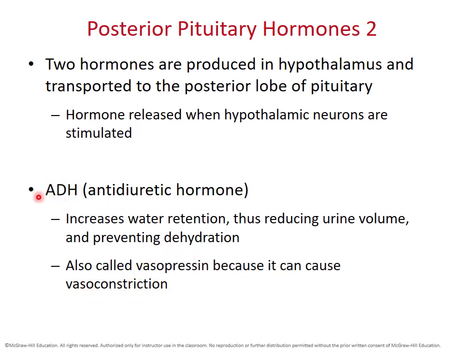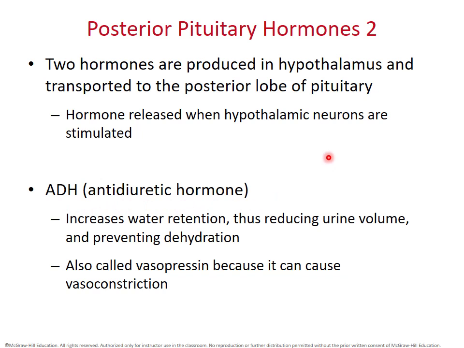Deficiencies in antidiuretic hormone will result in excessive urination, which of course does result in dehydration and plummeting blood pressure. And individuals with this condition are said to have diabetes insipidus. Diabetes insipidus. This is not, again, diabetes mellitus that we associate with insulin. It has nothing to do with sugar. It is just excessive urination and dehydration associated with a deficit in antidiuretic hormone.